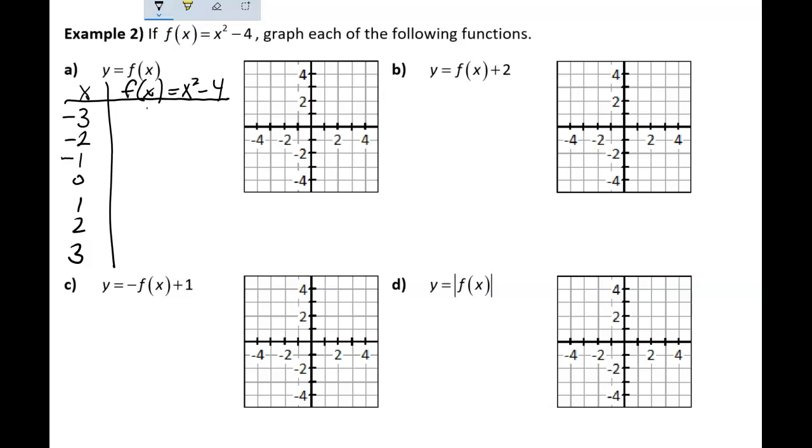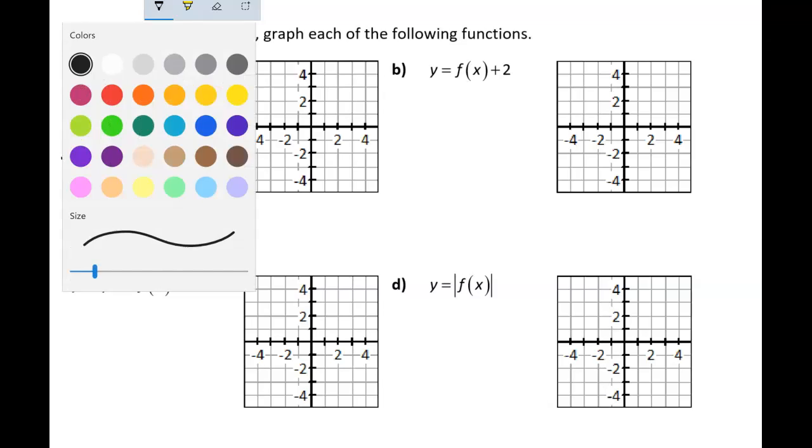That's going to be 9 minus 4 is 5. 4 minus 4 is 0. 1 minus 4 is -3. 0 minus 4 is -4. And the positive values give us the same y values as the negative ones, because squaring a negative number and squaring a positive number give you the same result if they're opposites.